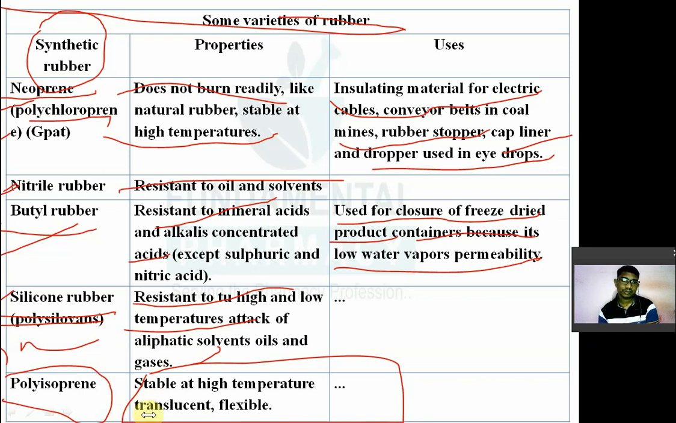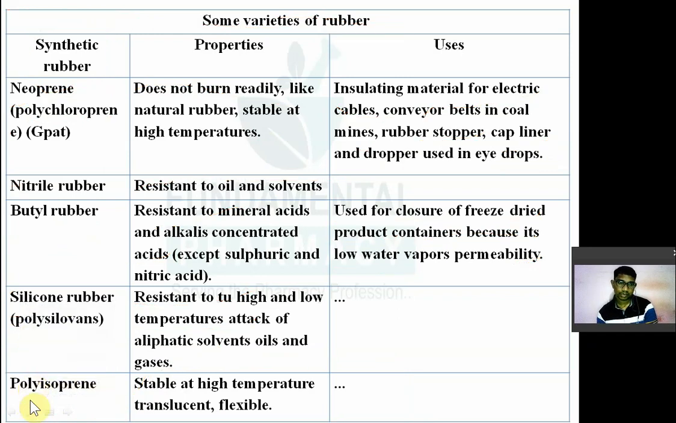इसके ऊपर भी क्वेश्चन आता है कि नाइट्राइल रबर किसमें यूज होता है, नियोप्रीन रबर किसमें यूज होता है, इसके ऊपर भी कैसा क्वेश्चन आता है. रिमेंबर दिस नियोप्रीन रबर विल नॉट बर्न रेडीली. एसिड को रेजिस्टेंट कौन सा है, ब्यूटाइल रबर. टफ रबर कौन सा है, सिलिकॉन रबर.